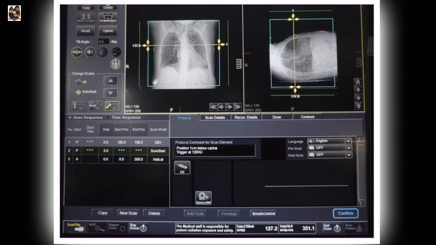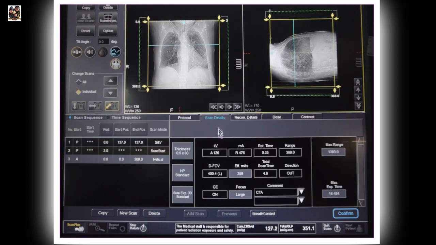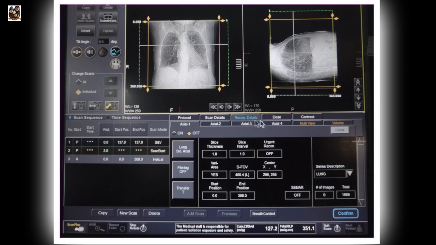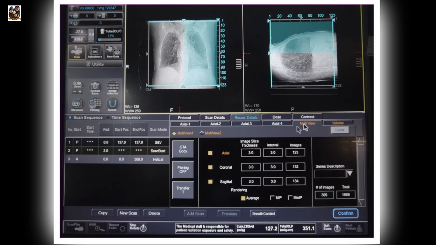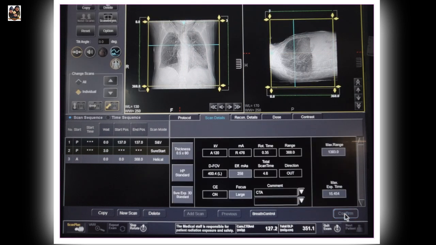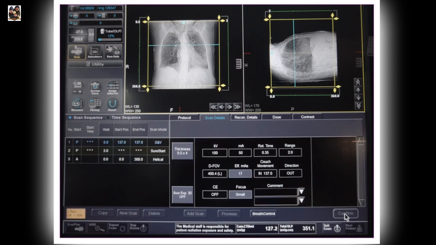Now let's check the scan details that I've used. KV and MA are set to automatic while rotation time is 0.35. For the recon details, volume is set to 0.5 by 0.5 mm, and for the axial, coronal, and sagittal, they are set to 3 mm by 3 mm thickness. Now let's press confirm and begin the scan.